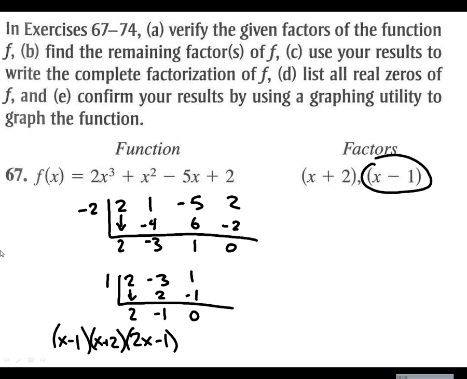Let's look at what the problem was asking us to do. All right, so the last thing we need to do is list all the real zeros. The real zeros are x equals 1, negative 2, and 1/2. And we could use a graphing utility. If we did that, we'd graph it, and then we'd use the zero option in the calculate menu just below the min and max options, which we've used before.